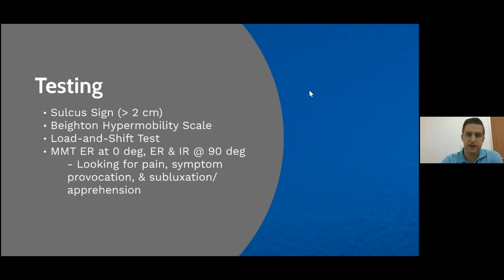And then as we talked about that overhead position, so manual muscle testing, external rotation at 0 degrees, kind of at neutral, if they're really, really higher tissue sensitivity levels, or ER and IR at 90 degrees, either at abduction or flexion, more specific to what their sport would require, I guess. Things you're looking for are pain provocation, of course, any other symptom provocation, it feels unstable, feels kind of off, anything vague terminology like that.